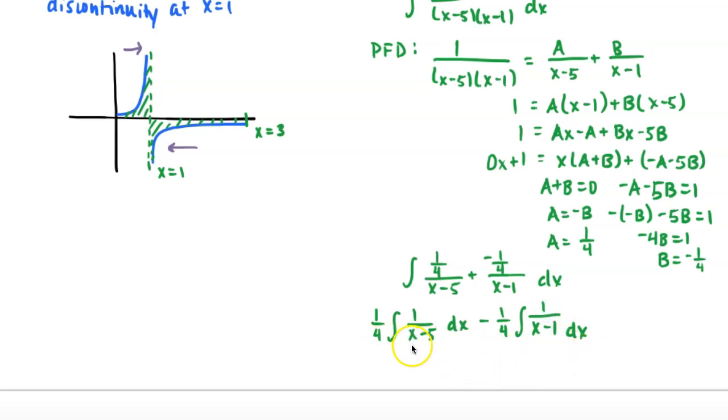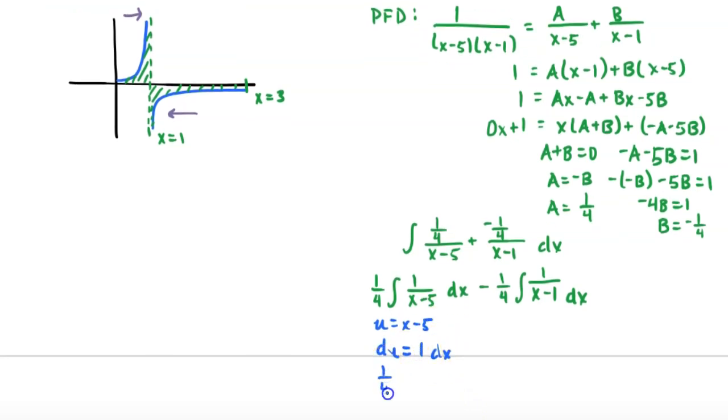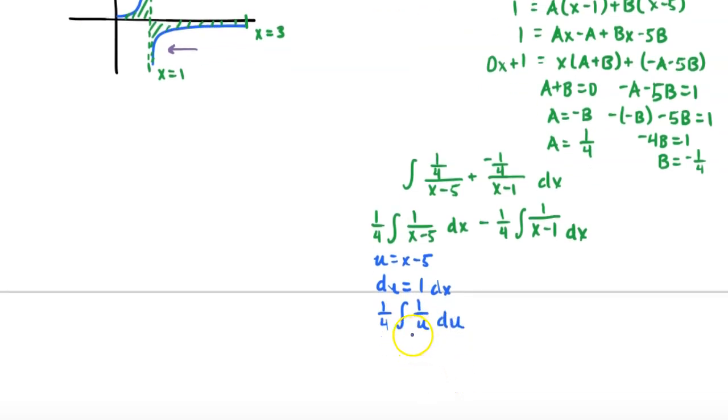Okay. Now, what does this look like? Well, these both look like 1 over something. And I'm going to call that something u. And so on the left here, if my u is x minus 5, then my du is just 1 dx. And so I can call this 1/4 times the integral of 1 over u du. And I know this will give me the natural log of u. So I've got 1/4 times the natural log of the absolute value of u. Bringing that back into terms of x, I've got 1/4 times the natural log of the absolute value of x minus 5.